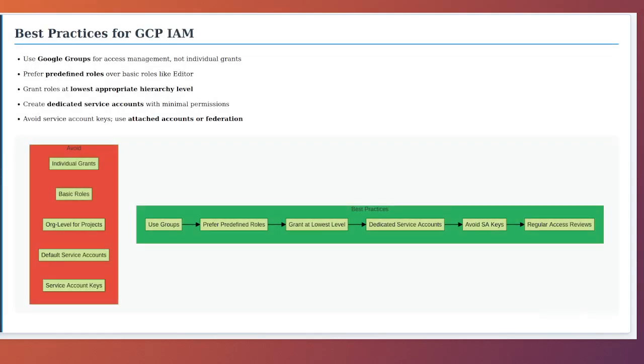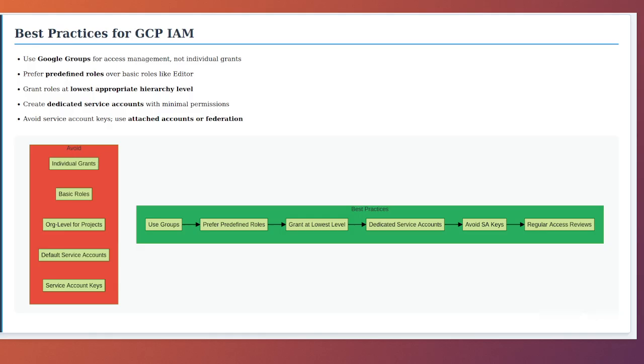Best practices for GCP IAM. After understanding the technical differences between AWS and gcloud Identity and Access Management, let us discuss best practices that will help you implement secure and manageable access control in gcloud. Many of these practices are similar to AWS best practices but have gcloud specific implementations.